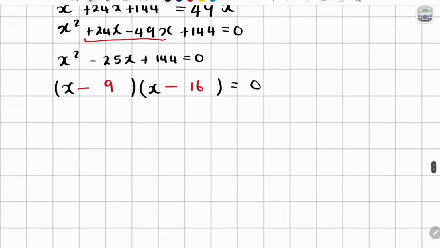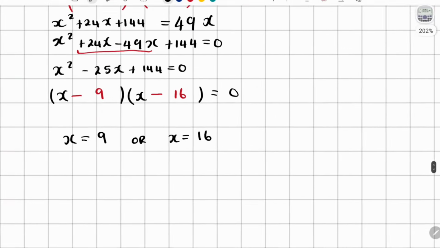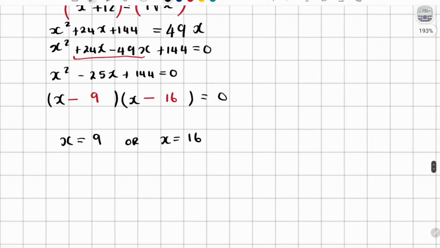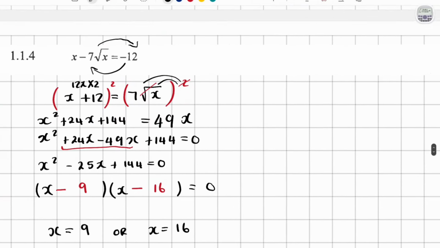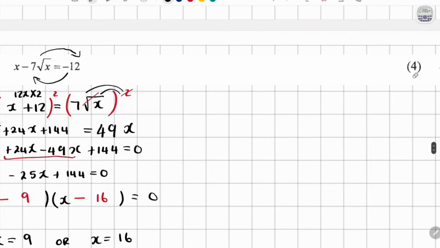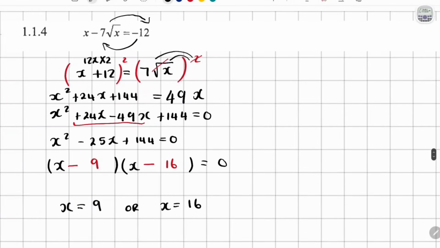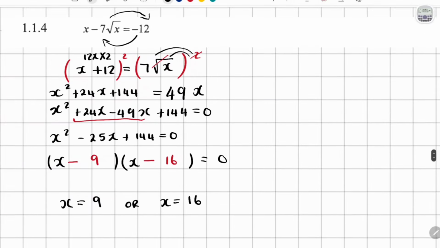We have to just solve for x. So here, x is either equal to positive 9 or x is equal to positive 16. Okay, now that we have this, that's really how we solve. But there's one thing that I want you to always do, and this is usually for the case where you have 5 marks. I know it's 4 marks here, but do check if your answers are correct.